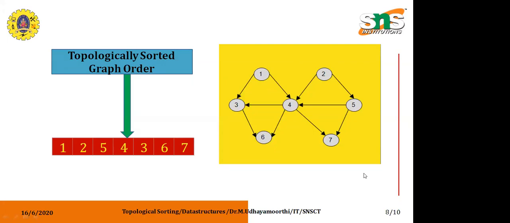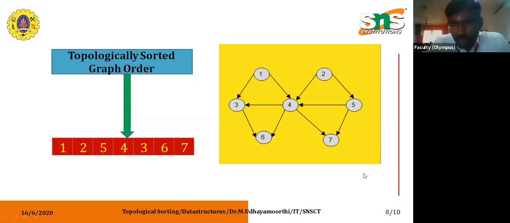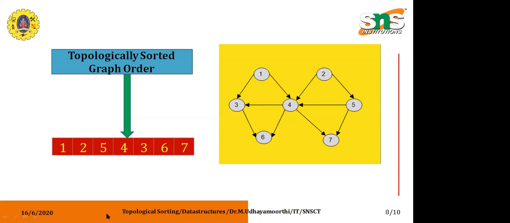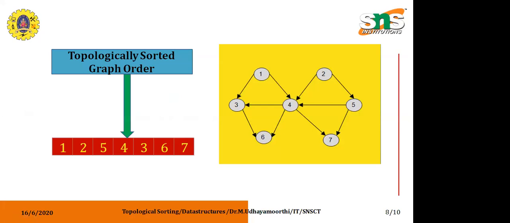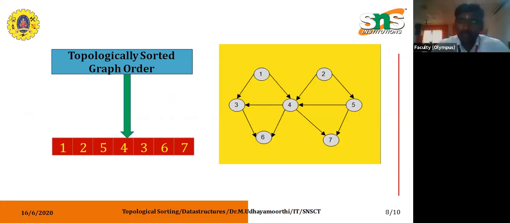Among the nodes shown on the screen, which node is having no incoming edges? 1 and 2, sir. 1, 2. Okay, so listen. There are two nodes which are having no incoming edges.